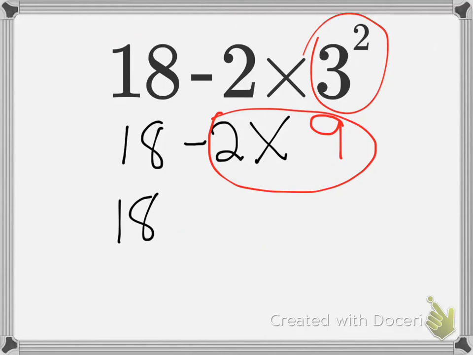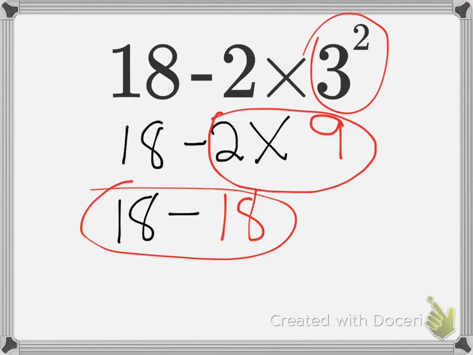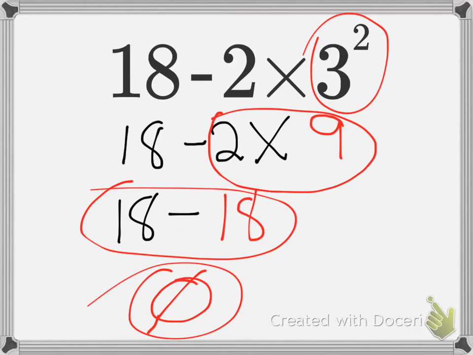So I have my 18 and I have my minus, and then 2 times 9 is 18. And now the last thing that I do in order of operations is add or subtract in the order from left to right as you see them. I don't have any addition, I just have subtraction left. And so I have 18 take away 18, and that equals 0. And that would be my final answer as I simplify that expression.